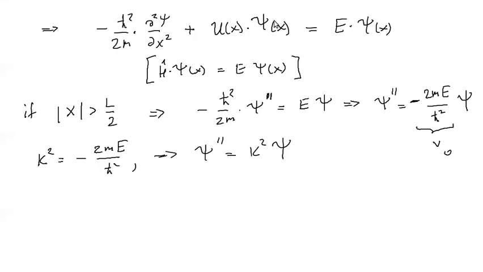Okay, I tried my best to simplify the equation. So in this region, the equation looks like this. What does it mean? You have to find a function such that when you take the second derivative of this function, you get the same function with some k squared coefficient. What function, when you take derivatives, gives you the same function? What kind of function is this? What could be a possible solution for this?